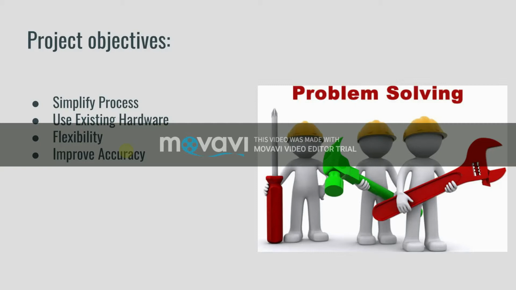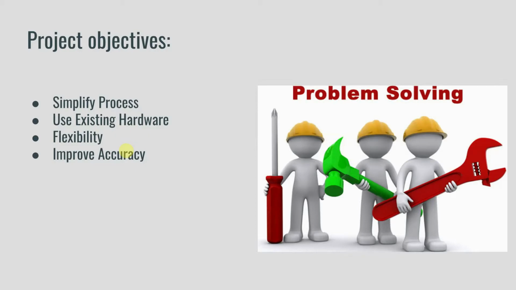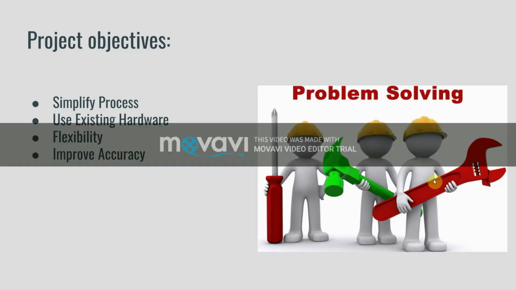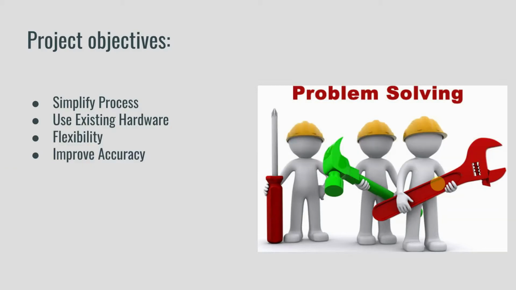So our project objectives for this setup were that we needed to simplify the process. How can we do this so that we don't have to use a lot of very complicated algorithms, or require a whole expensive tool set to make it work? We wanted to use existing hardware. It needed to be flexible and improve accuracy. What we mean is that most engineering students have a laptop, and most laptops nowadays come with a webcam, and we can go through there.